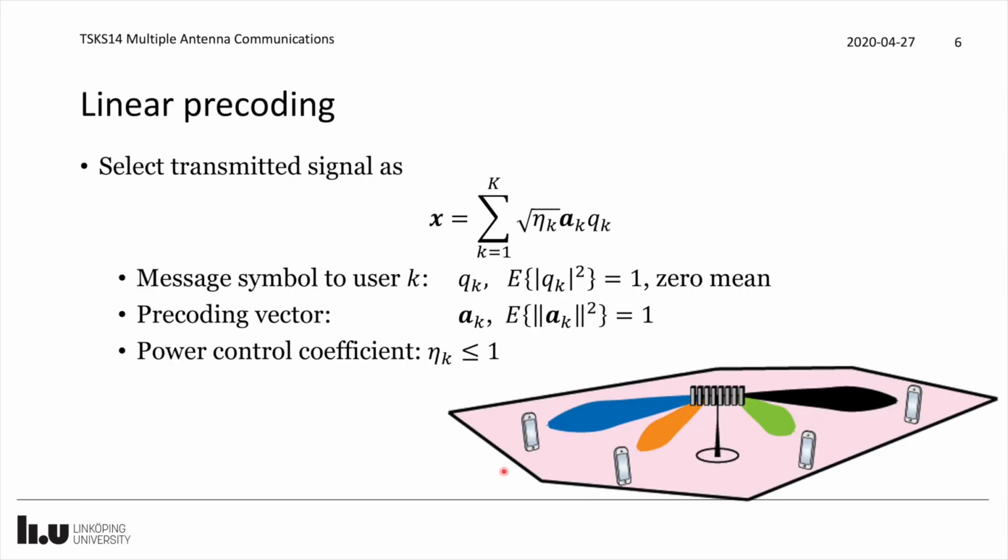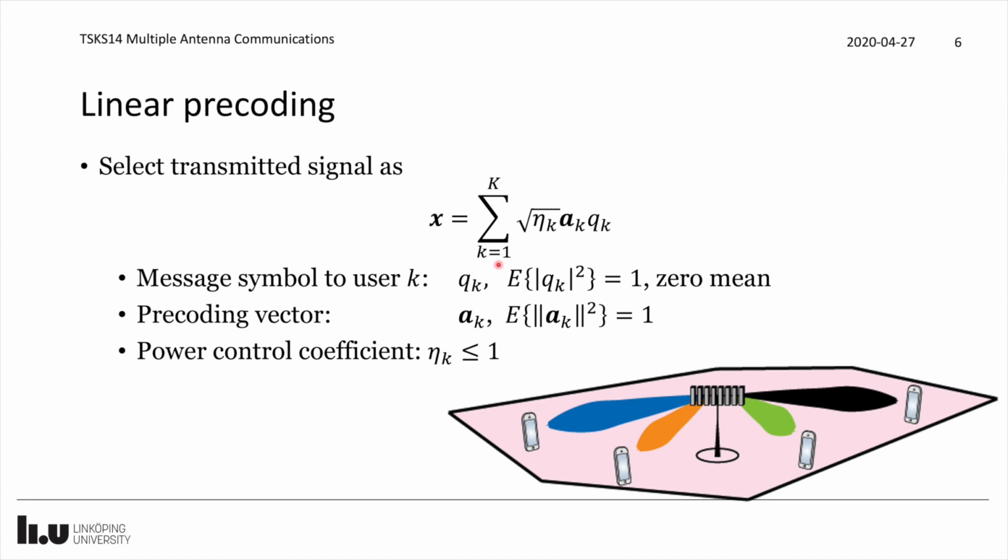We need to select the signal x that the base station is going to transmit, and it contains signals that are supposed to be sent to each of the different users. For user k, we have a message symbol q_k, and just as before, it has an absolute value squared which is on the average equal to 1, and has zero mean. Apart from that, it can be any type of codebook that is used to code information into a symbol like this. Then we are summing up the symbols that are meant for all of these K users.